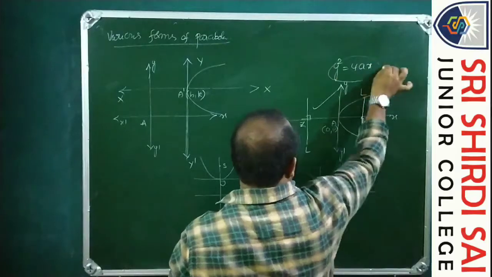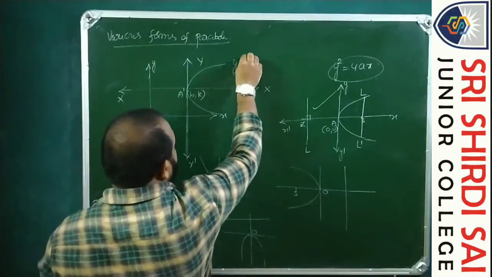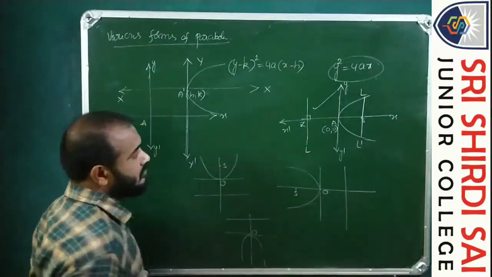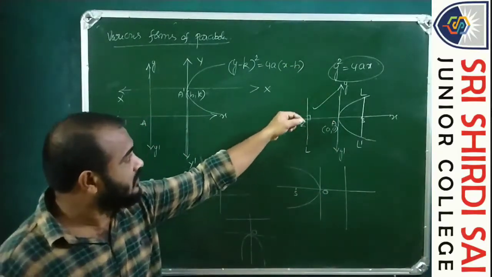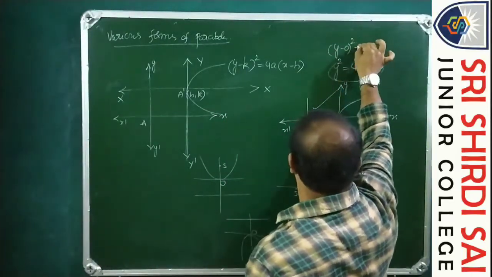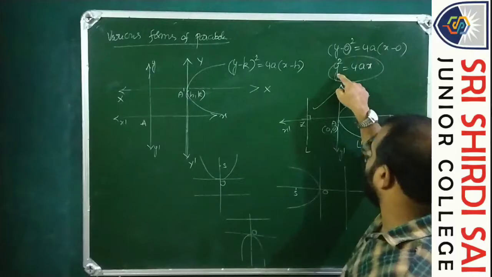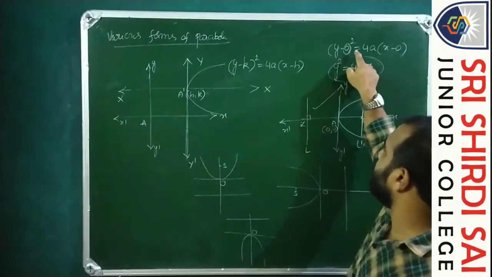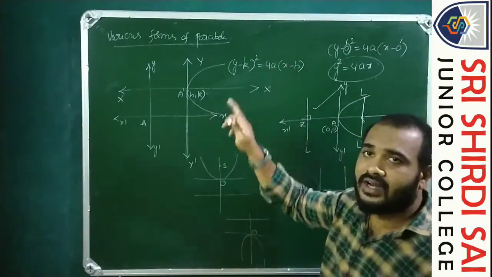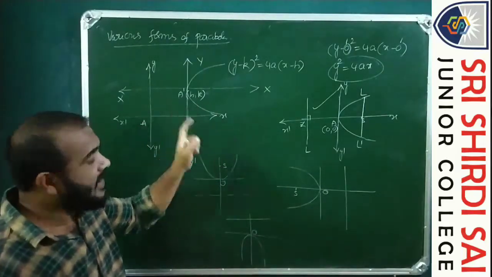What is this parabola? y square equals to 4ax, and now this is y minus k whole square equals to 4a into x minus h. Here y square equals to 4ax can be written as y minus 0 whole square equals to 4a into x minus 0. In the place of 0, 0 we can put h comma k here. Therefore the vertex is at the new origin which is A dash.